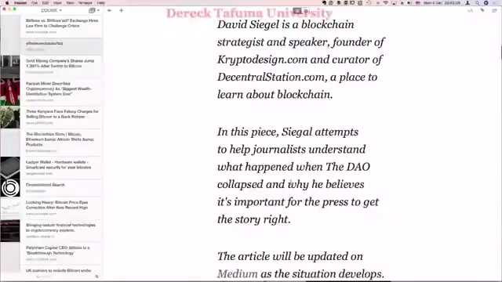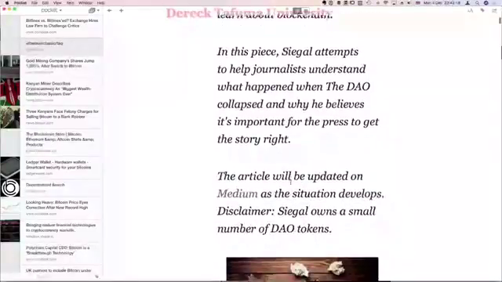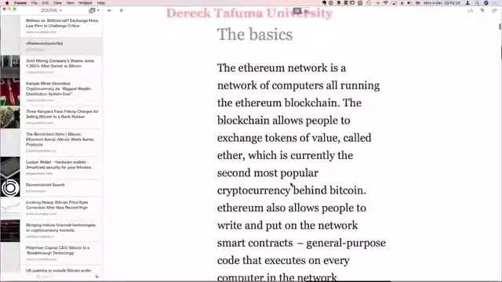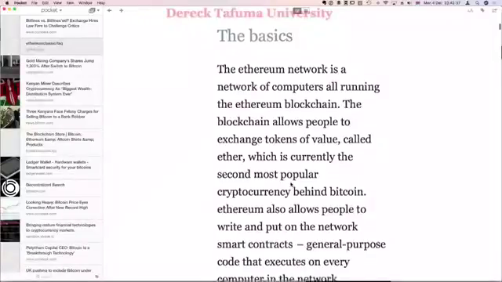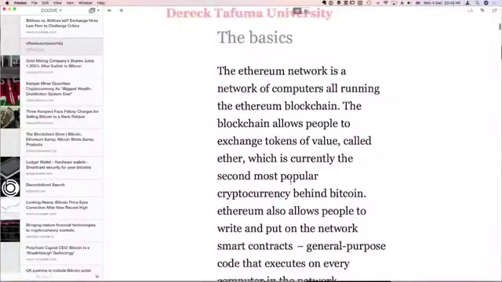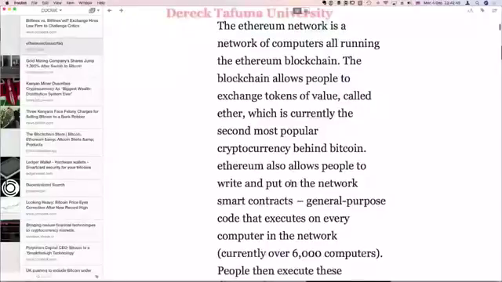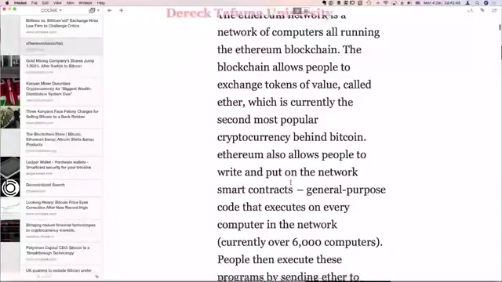In this piece, Siegel attempts to help journalists understand what happened when the DAO collapsed and why he believes it is important for the press to get the story right. So these are the basics. The Ethereum network is a network of computers all running the Ethereum blockchain. The blockchain allows people to exchange tokens of value called Ether, which is currently the second most popular cryptocurrency behind Bitcoin. Ethereum also allows people to write and put on the network smart contracts, general purpose code that executes on every computer in the network.